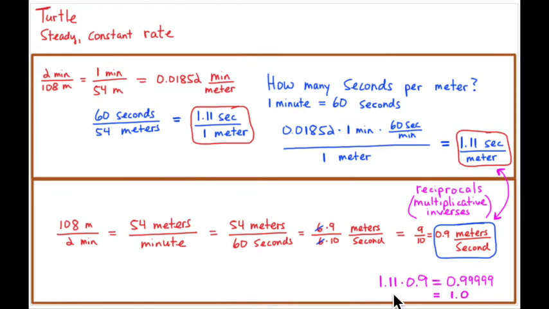So 1 1/100 times 9/10, you get 0.999999. It's going to continue on forever. And it's actually equal, if you didn't use decimal values here, it would equal 1.0. So this number right here is actually 10/9. And this is 9/10. Multiply them together, you're going to get 1.